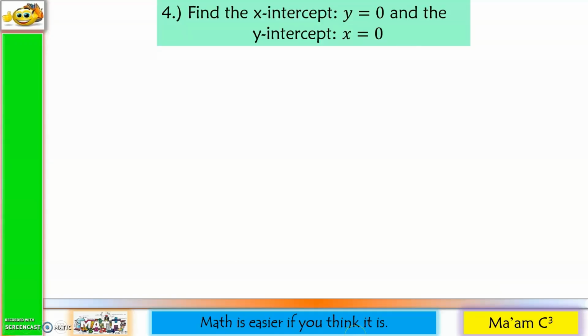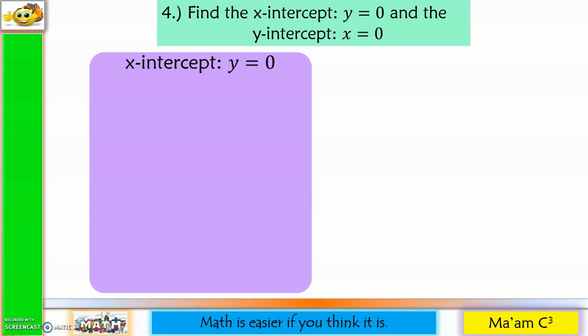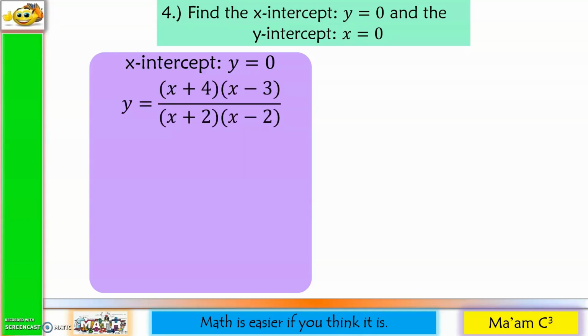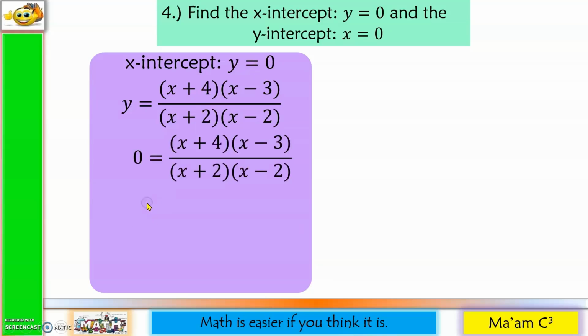Next step, let us find the x and y intercepts. Let's start with the x-intercept. Let us recall our function. Now, let us set y equal to 0. So 0 equals, and then cross multiplication, x plus 2 times x minus 2 times 0 is 0, equals x plus 4 times x minus 3.